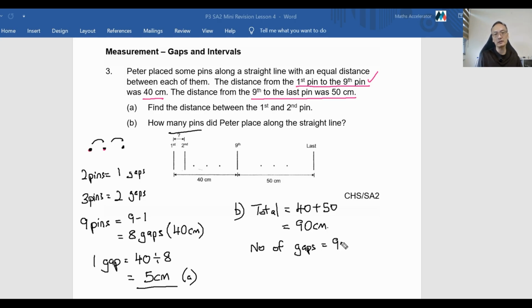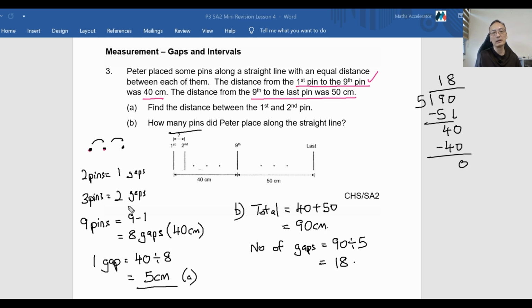So we will take 90 divided by 5, which is the distance of 1 gap. Let's do our working at the side here. 90 divided by 5. So 1 times 5 is 5, 9 minus 5 is 4. We bring down the 0. So 40 is 8 times 5. 8 times 5 is 40, minus, left 0, right? So we will have 18. So 18 gaps. So how are the gaps related to the pins?